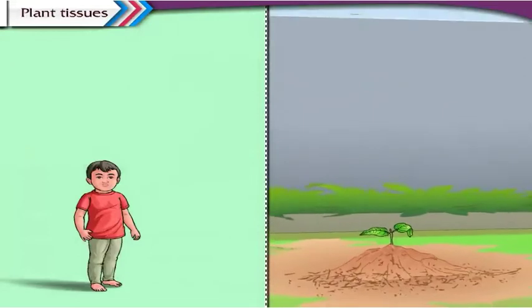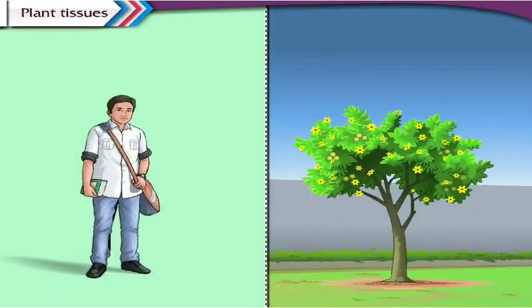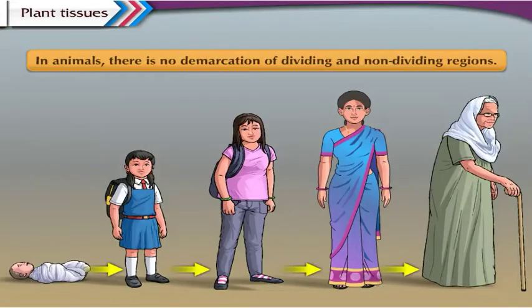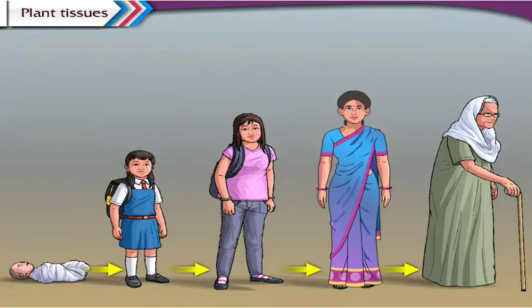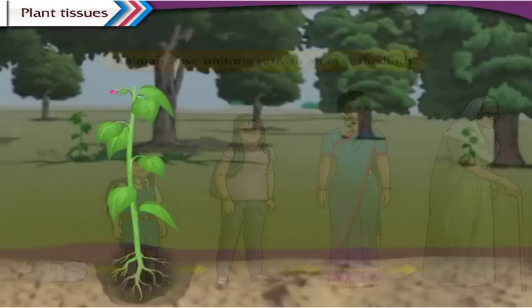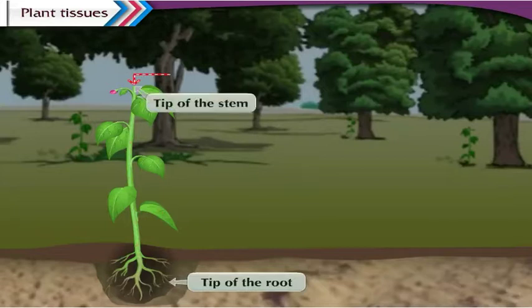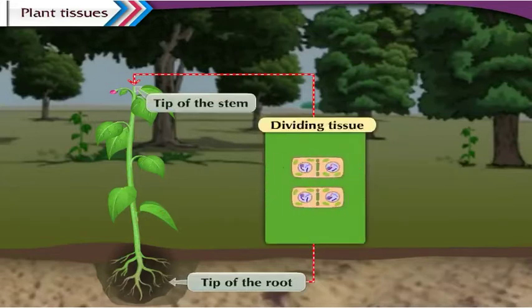Plant tissues. We have already learned that there is a difference in the growth of animals and plants. In animals, there is no such demarcation of dividing and non-dividing regions. They have uniform growth all over the body. While growth in plants is restricted to specific regions, that is, the tips of the roots and stem, where dividing tissues are present. Let us perform an activity to understand about plant tissues.